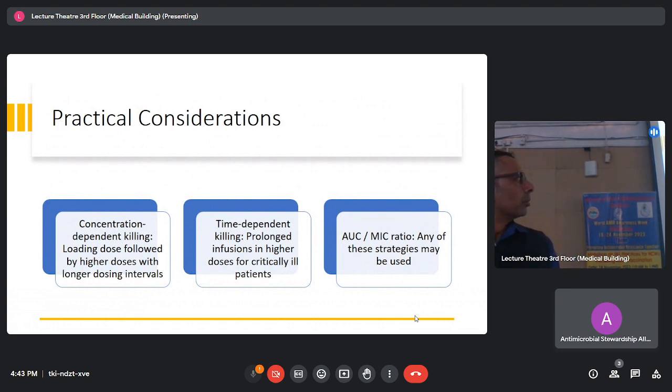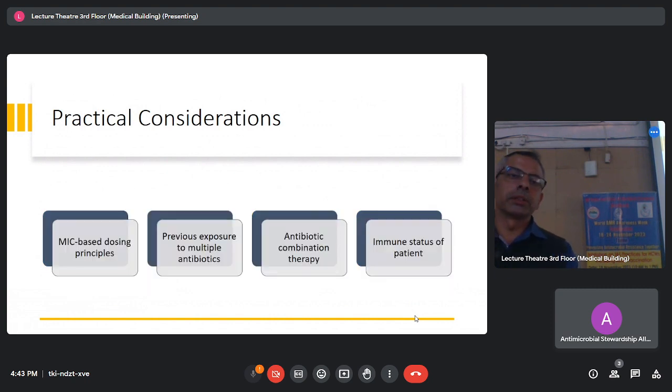Concentration-dependent killing: a loading dose followed by a higher dose. Time-dependent killing: prolonged infusions in higher doses for critically ill patients. And for drugs which show an AUC to MIC ratio, you can use any of these strategies. We have already discussed these issues: MIC-based dosing principles, previous exposure to antibiotics, multiple.